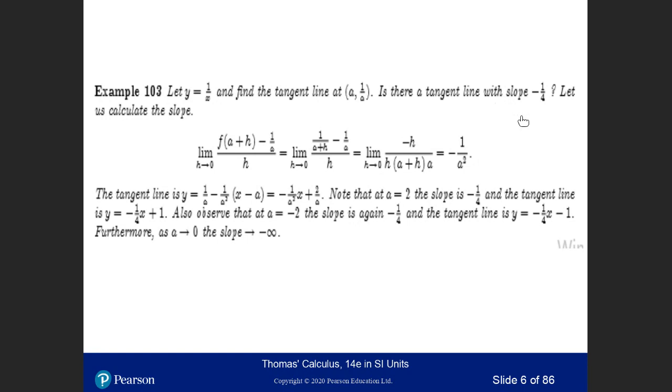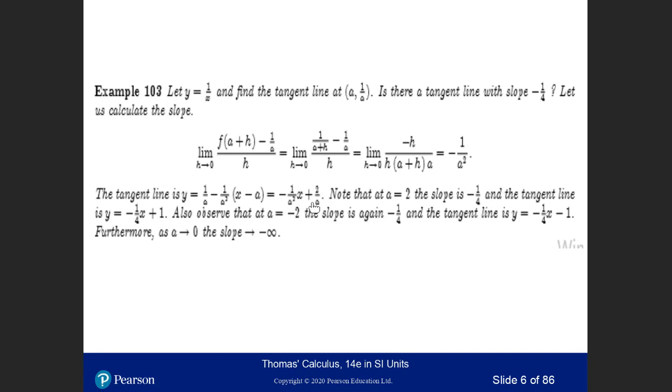Yeah, there's a tangent line with slope minus 1 over 4 at a is equal to 2 and at a is equal to minus 2. So we can write the equation of the tangent line using point slope formula for the line. So 1 over a is the y sub 0. So minus 1 over a squared times x minus a is the equation of the tangent line.